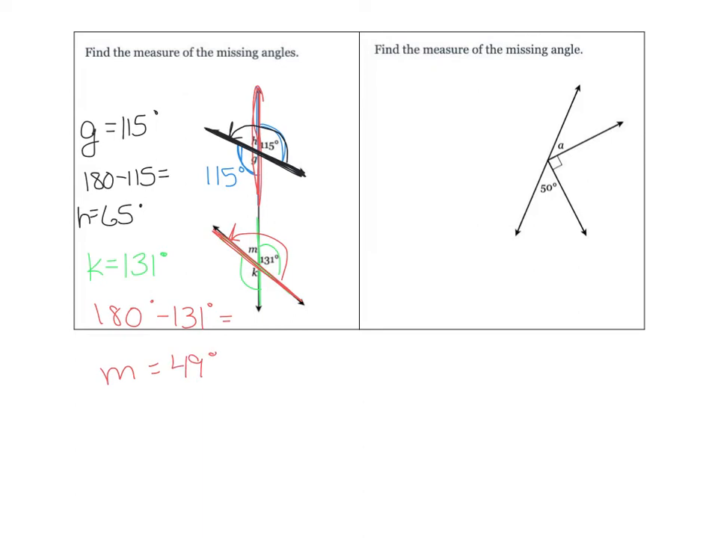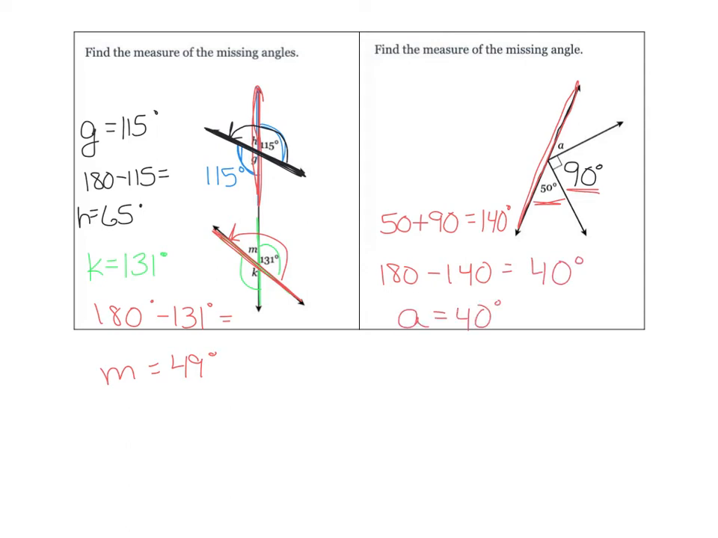Moving over to the next one, we have this straight line and 3 angles on it. One of them is 50, one of them is 90, and then we have to find A. I've used up 50 and 90, so let's add those two up. I've used up 140 of my 180 total for this straight line, so I'm going to do 180 minus 140, and that leaves me with 40 for angle A. So A equals 40 degrees.